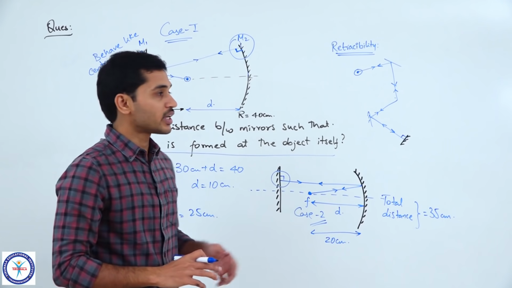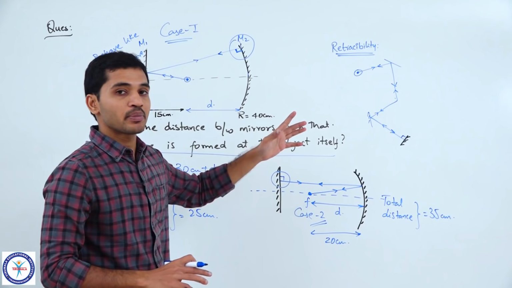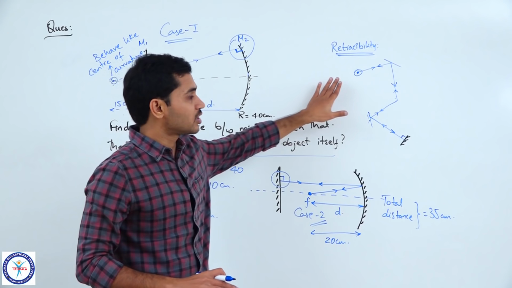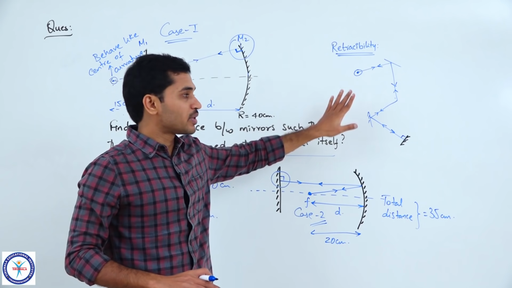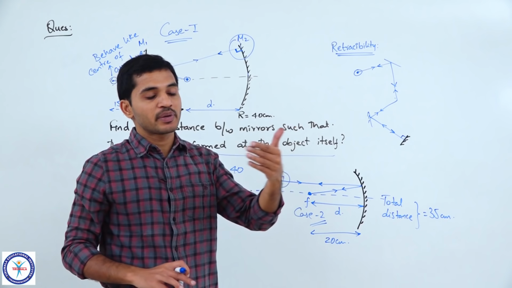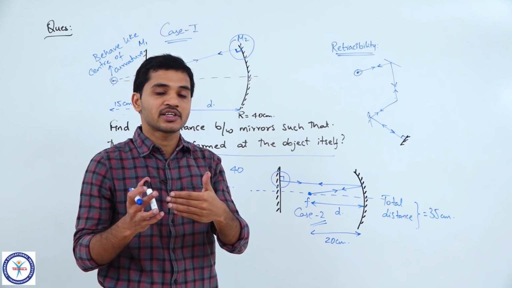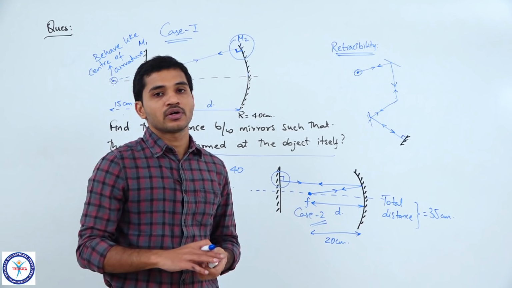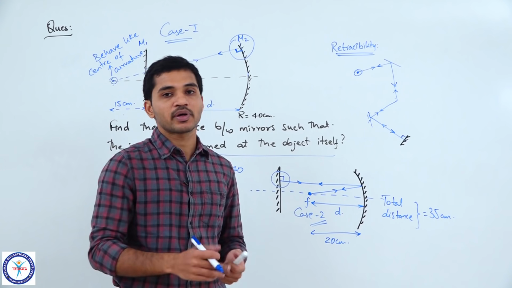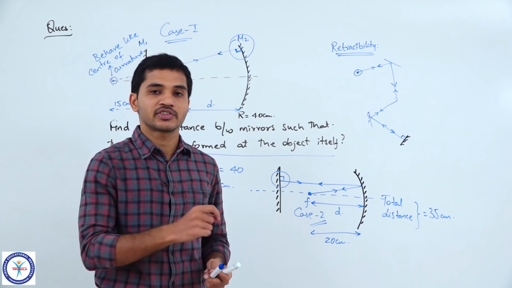So, that is the idea. We have considered two cases, retraceability happening at two different cases. So, please keep this in mind. This is applicable for any light ray, wherever it strikes the surface perpendicularly, it just goes back at each and every path in the opposite direction and reaches the source.